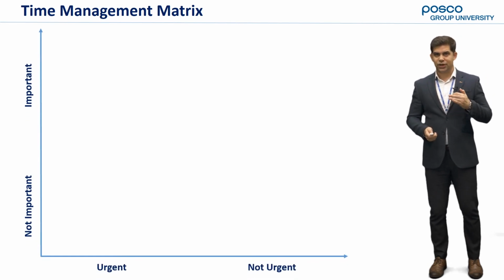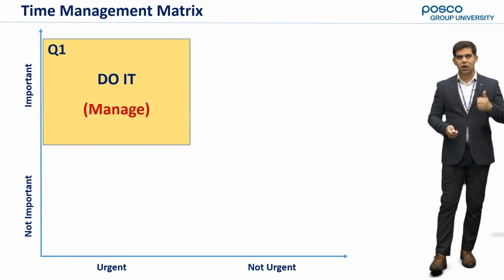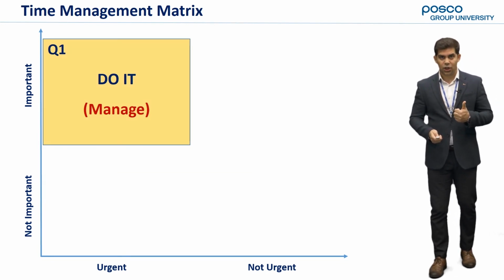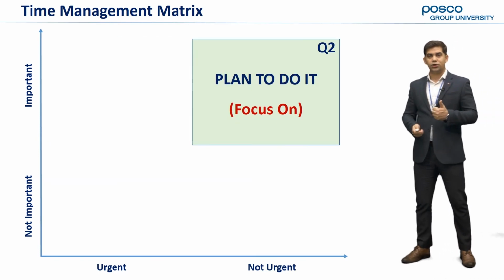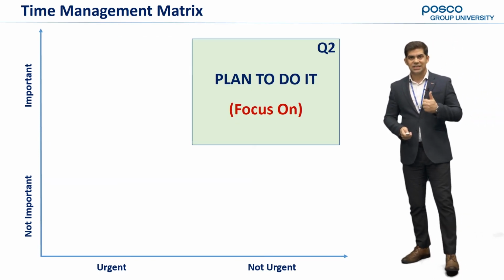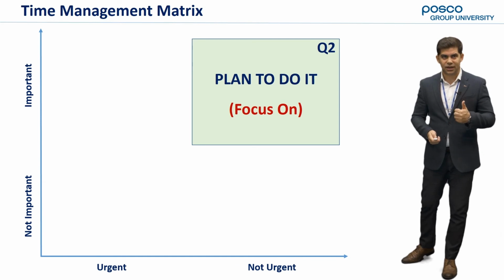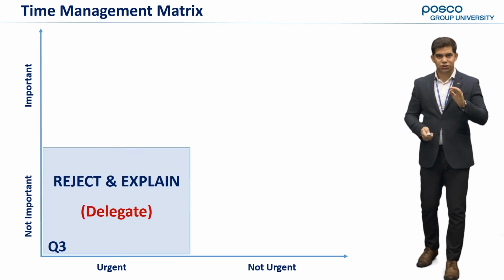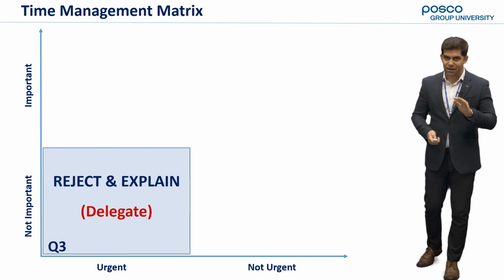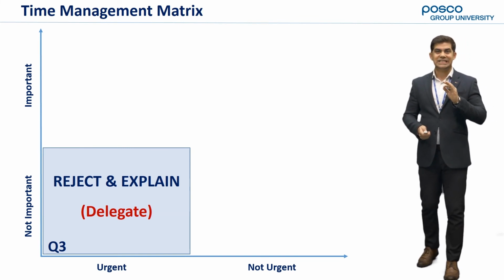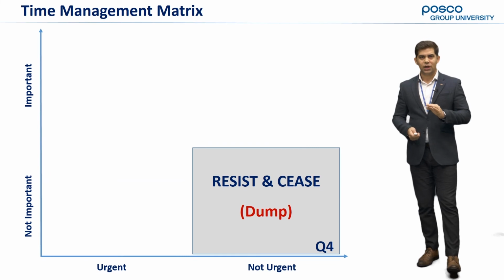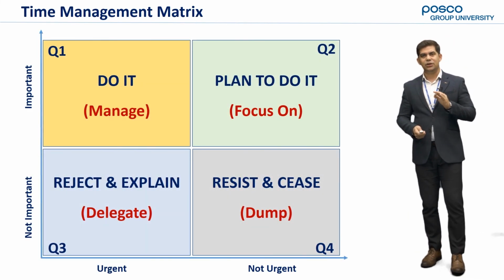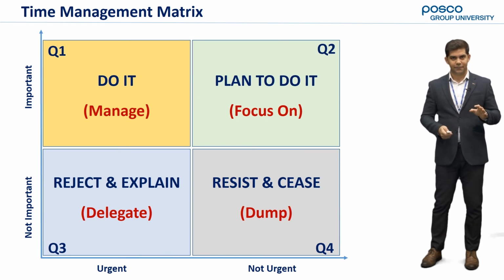So just to reiterate my point, Quadrant Number 1, whatever comes in there, you have to manage that task. Quadrant Number 2 is the Quadrant of Focus. This is where you have to focus on every task that comes your way. Quadrant Number 3 is reject and explain. And most of it, how you do it, is delegate. Quadrant Number 4 is resist and cease. These are complete wasters. Dump them completely.